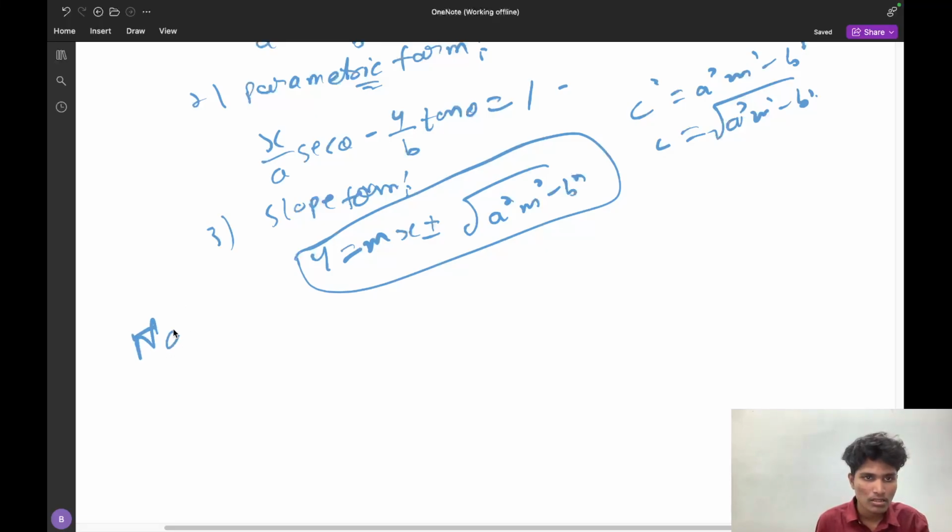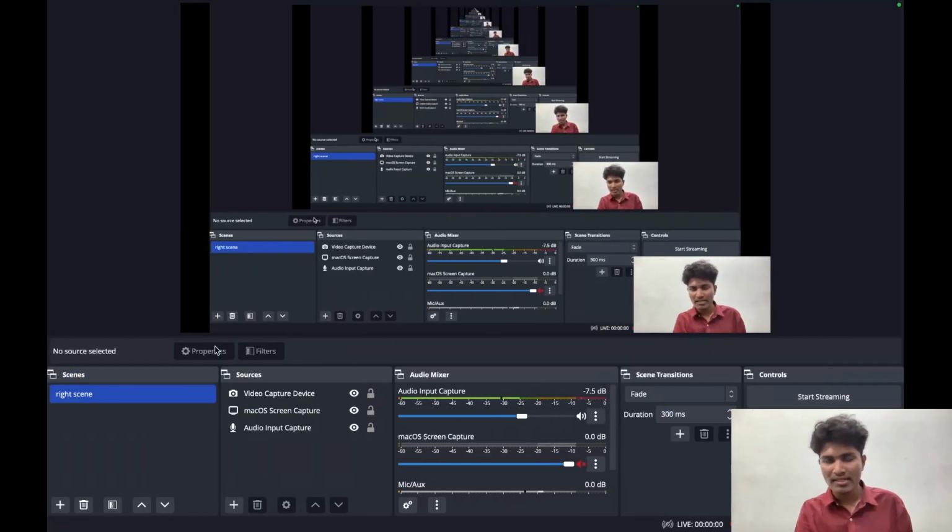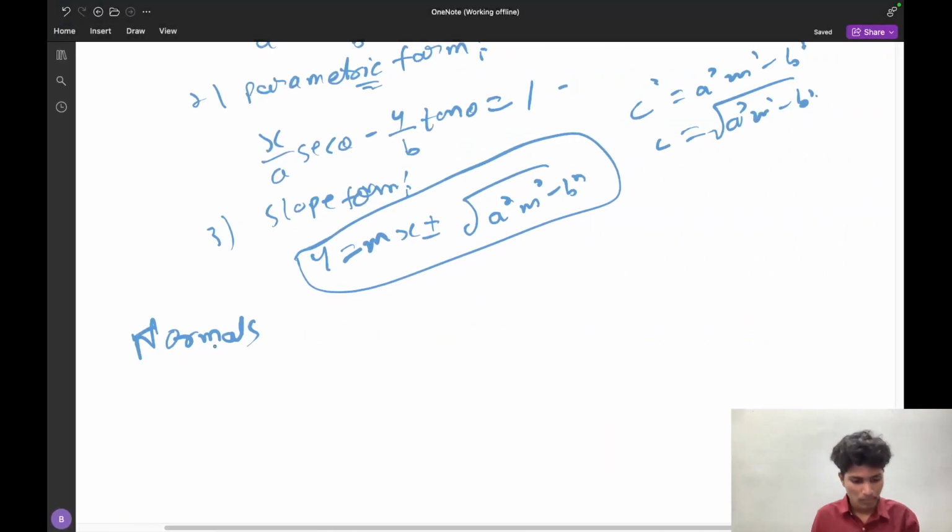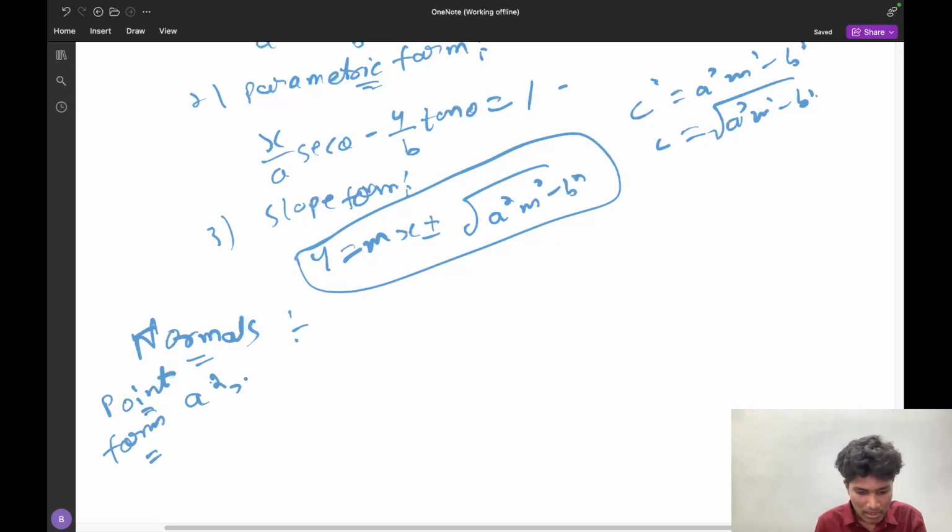Now normals. The tangents are completed. Now we will discuss the normals. Very important thing. In the normals, we have to take care of the slope form because it is very important. In the normal, first the point form.